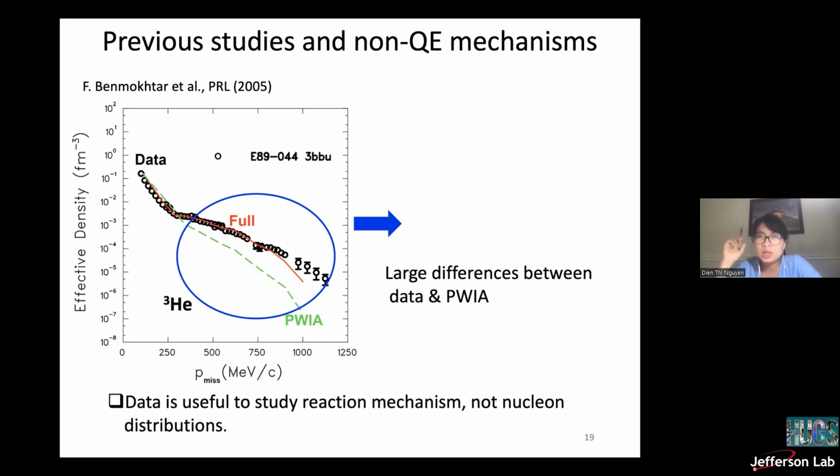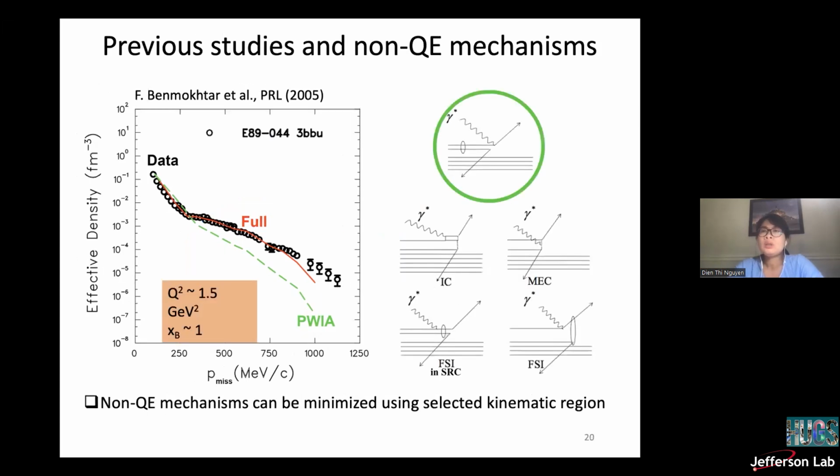And now you may question, why is that? What makes the data so far off from the plane wave approximation? So the reason is this: in experimental data, we always have a challenge to separate what we want to measure from other background. And it's the same picture right here. So this is the plane wave approximation.